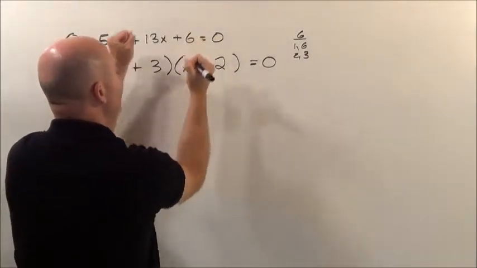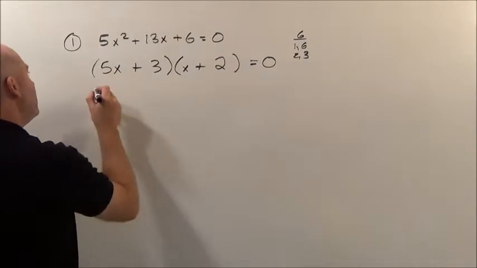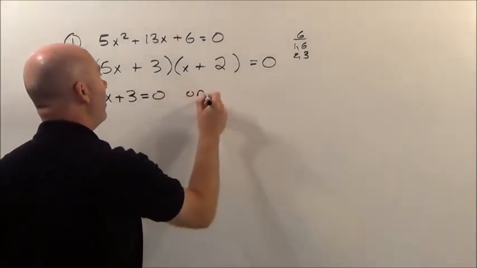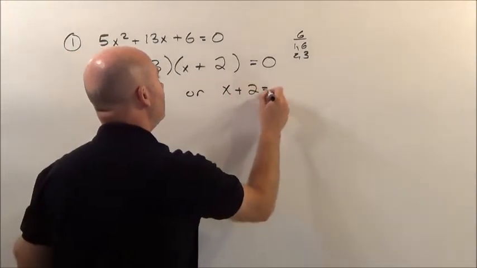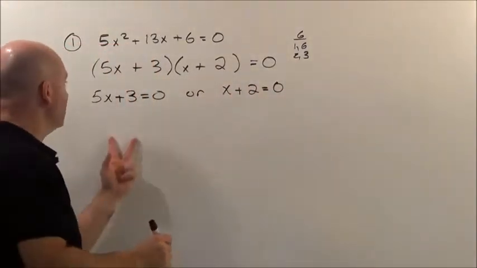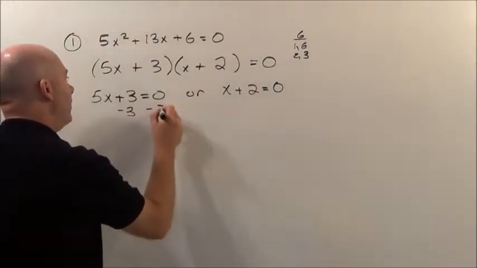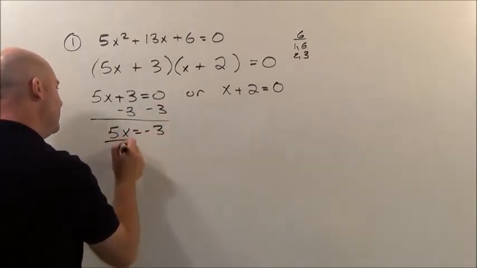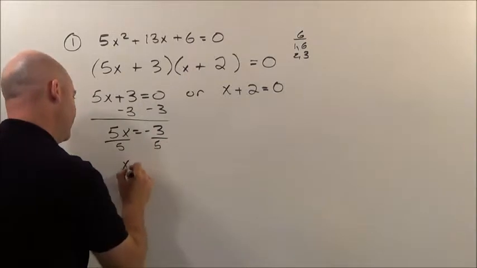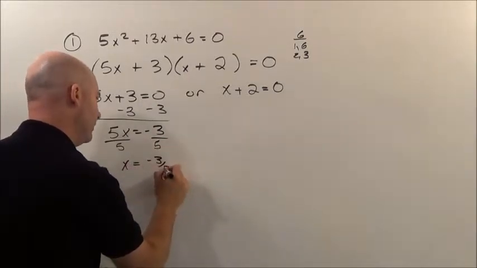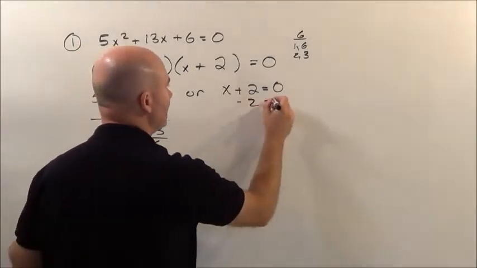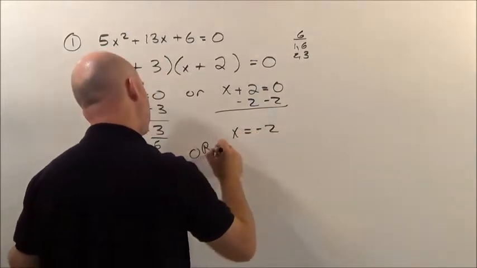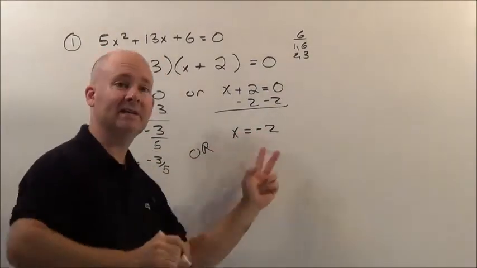So either one of these guys has to be 0. So I'm simply going to say, hey, the 5x plus 3 is 0, or the x plus 2 is 0. Just going to solve it to figure out what x has to be. That means 5x has to be negative 3, divide by 5, negative 3/5. Over here, that's easy enough. Subtract 2. So x is either negative 3/5 or it's negative 2.